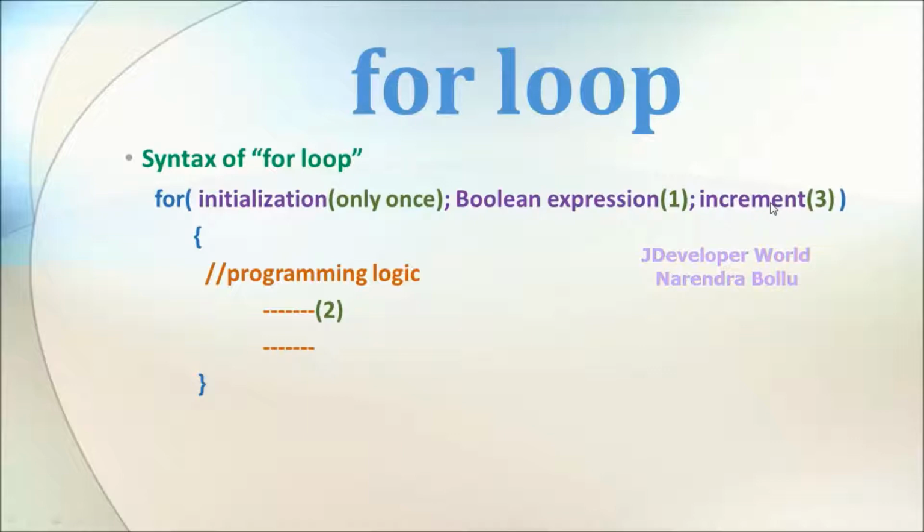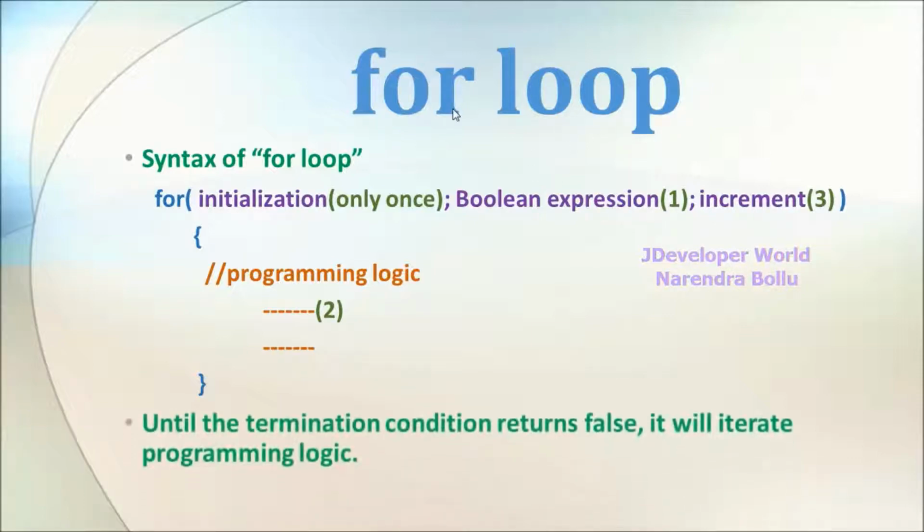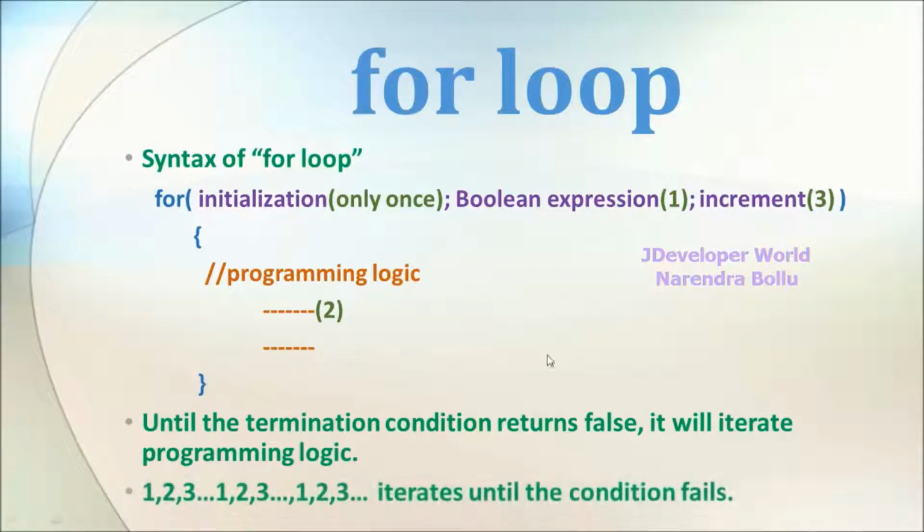Either it will increment or decrement based on what is given here. If I give i++, it will increment. If I give i--, it will decrement. Like this, these three steps, 1, 2 and 3, will repeat until the termination condition returns false. Until this returns false, it will iterate the programming logic. Once it is false, it will exit from the loop. Initialization happens once before executing the for loop, and then the boolean expression, 1, 2, 3, 1, 2, 3, like that it executes. It iterates until the condition fails.